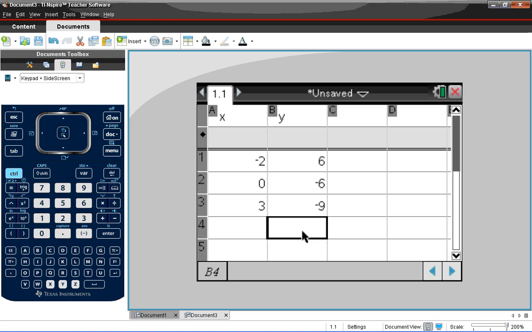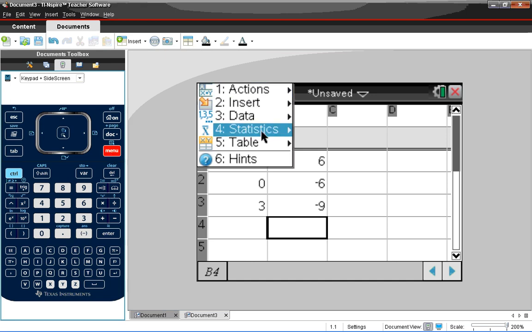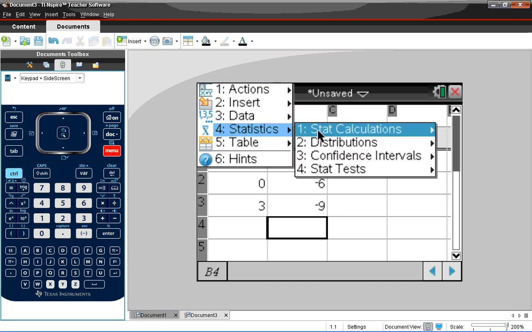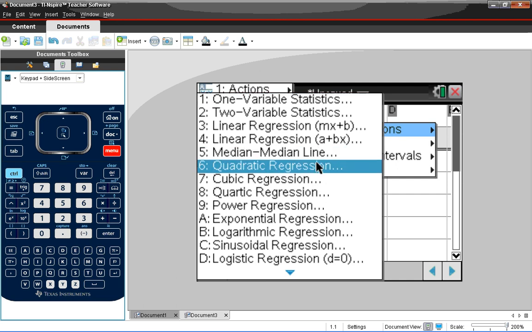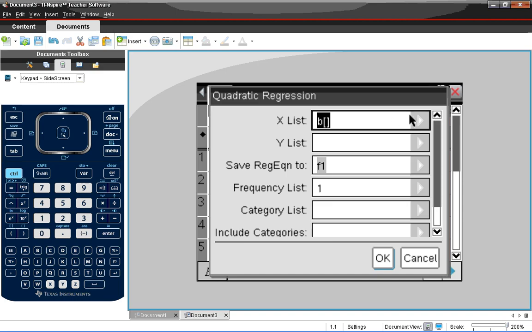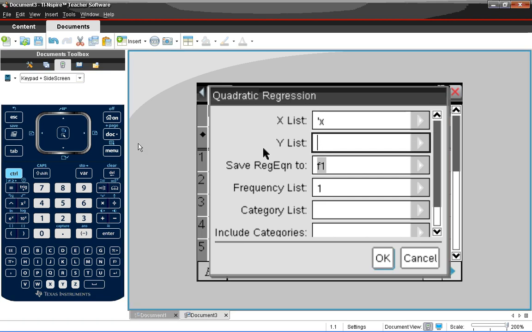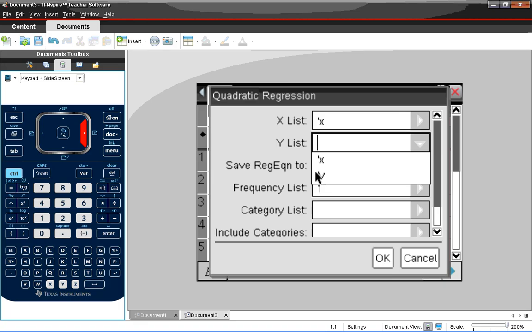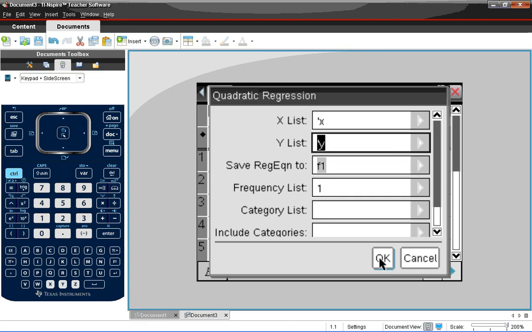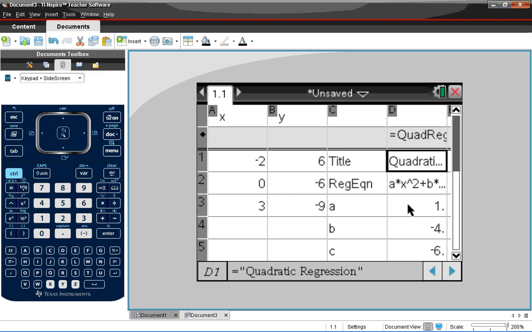So the calculator will do the rest for us. We just have to know how to get it started. So we'll go to Menu, Statistics, Stat Calculations, and we're looking at quadratic regression. So here for the X list, we'll just choose X. For the Y list, we'll choose Y, and then hit OK. So then you see here, it tells us the A, B, and C. So we have 1, negative 4, and negative 6.